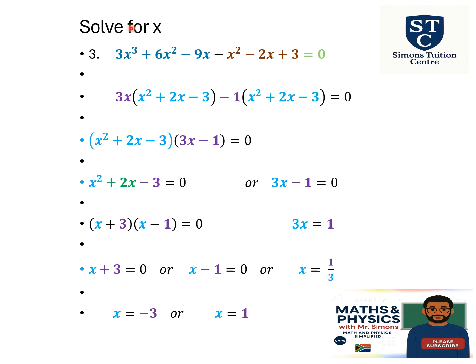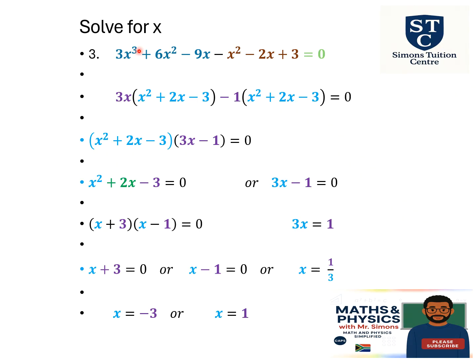So solve for x. Now I have 3x cubed plus 6x squared minus 9x minus x squared minus 2x plus 3 equals 0. So there I have 6 terms. So I have to group them into pairs. So here 6, if we divide it by 2, gives me 3 terms and 3 terms. So if I look at these first 3 terms, 3, 6, and 9, 3 can go into itself, into 6, and into 9. Look at x cubed, x squared, and x. They all have x, but I have to take out x with the lowest exponential value, which is x. So 3x comes out as a common factor.